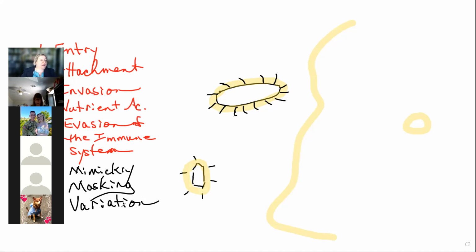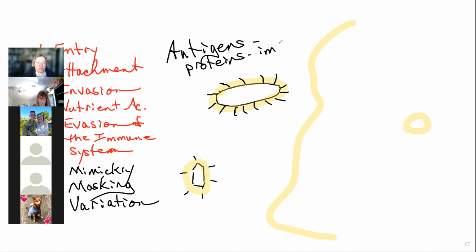I'm going to introduce a term that we're going to be talking about in chapter 11 too, and it's called antigen. Antigens are proteins, generally speaking, that stimulate an immune response. It's anything that your immune system sees as foreign. The spikes on the COVID virus would be an antigen.